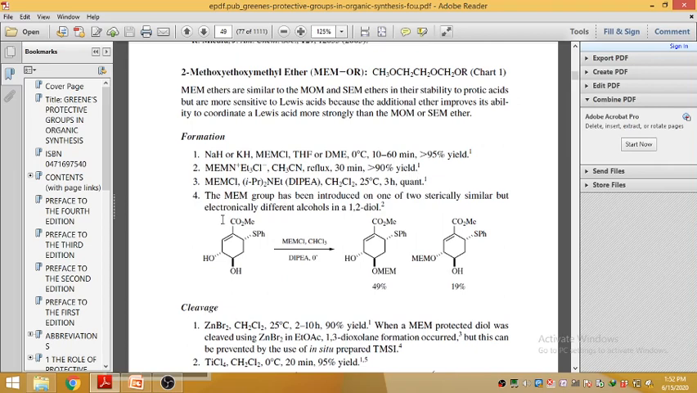As far as the fourth one is concerned, if you look carefully, this alcohol is sterically hindered. Sterically hindered means this OH is in the vicinity of this sulfide group and ester group and hydroxyl.